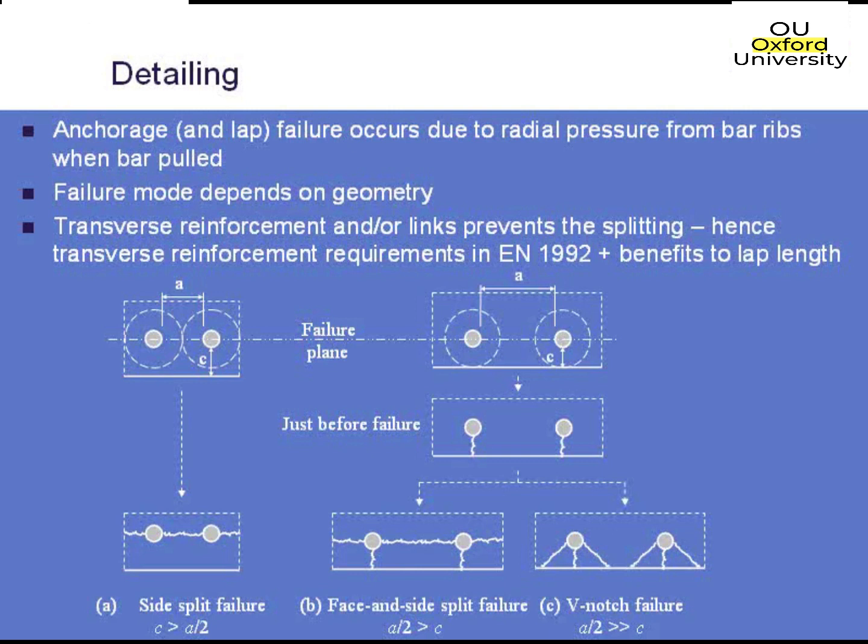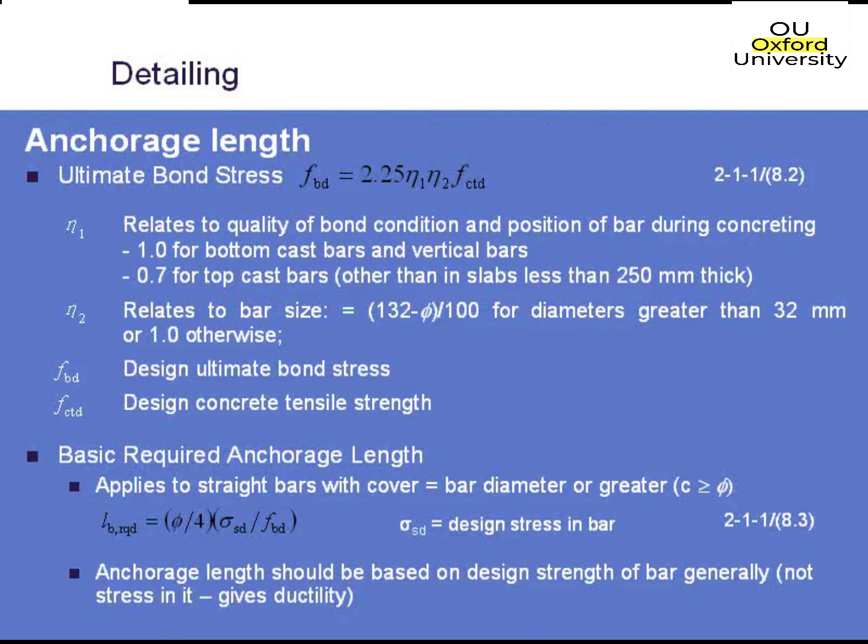So to actually calculate your anchorage length, the first thing that you have to do is calculate your ultimate bond strength, or ultimate bond stress rather. And you do that by using the equation illustrated above, where the bond strength is equal to 2.25 N1 times N2 times FCTD. N1 just relates to the quality of the bond condition and the position of the bar during the concreting.